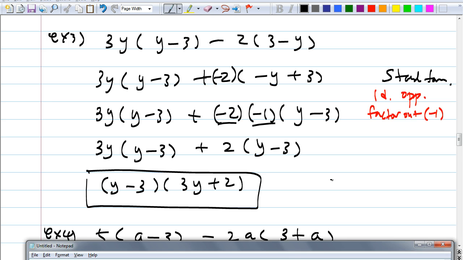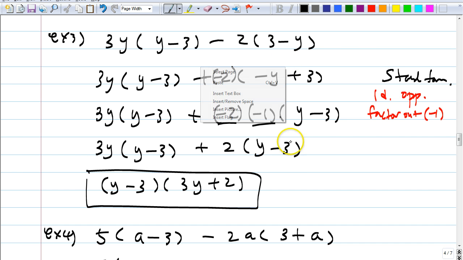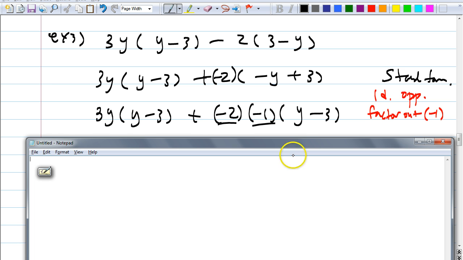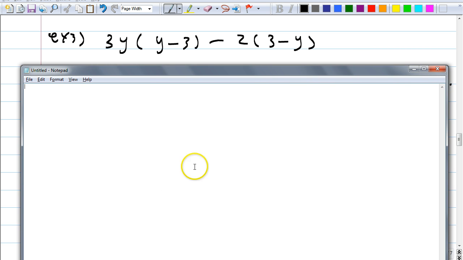Go ahead, everybody try example 3. Same idea as before. Go ahead, everybody try.